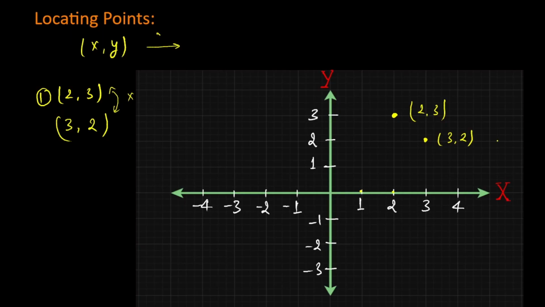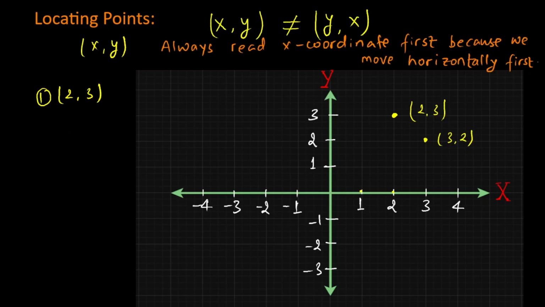So always keep in mind, x comma y is a different point than y comma x. Remember, we always read the x coordinate first because we move horizontally first. Let's see another point, negative 3 comma 2.